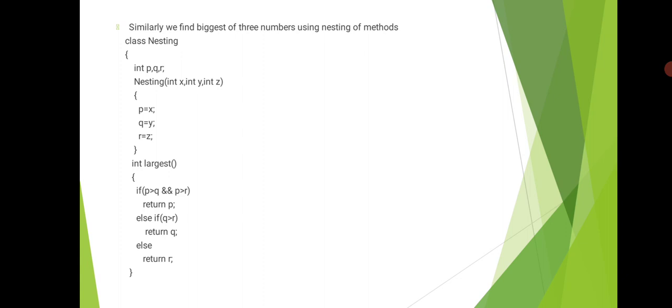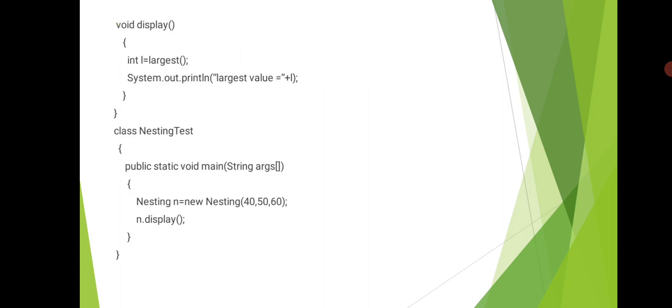Okay, so next we have a display function. In display we are calling largest. So here the concept of nesting of methods arises. Here the largest function will return some value, that is the calculated value, the biggest one. That value is copied to L. Then System.out.println will display the L value.